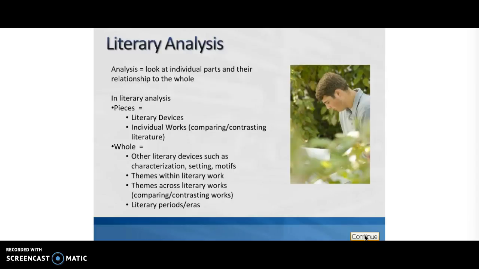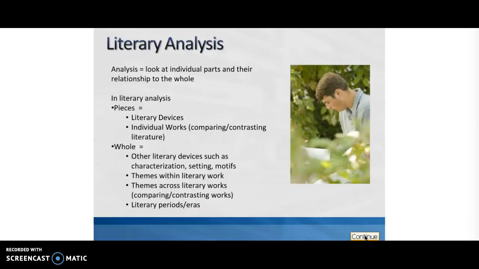But for this class, most of the writing that you will do will look at literary devices as they relate to one text. Returning to our definition of analysis as parts to whole, if literary devices are the pieces of our analysis, what is the whole? Well, there are several answers to this question.